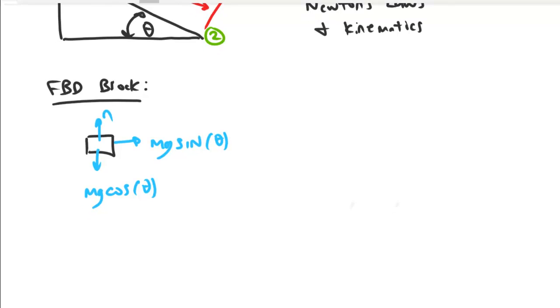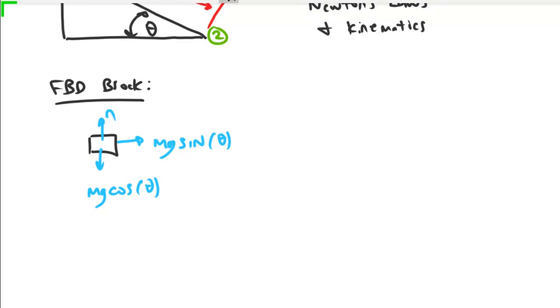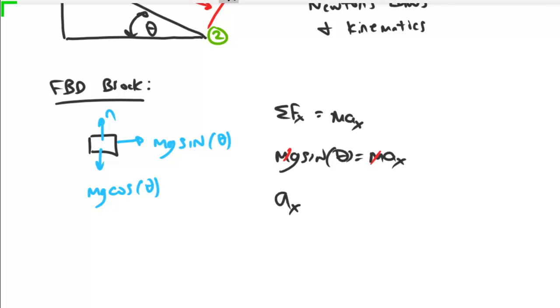After a free body diagram of the block, then we can say, all right, summing the forces. I'm really mostly interested just in the x direction. Since I don't have any friction, I'm not going to need the normal force. So I can just say the sum of the forces in the x direction equals mass times acceleration in the x direction. So we have mg sine theta equal to m a_x. Of course, this mass cancels out on both sides, and we're left with our acceleration in the x direction equal to just g sine theta.